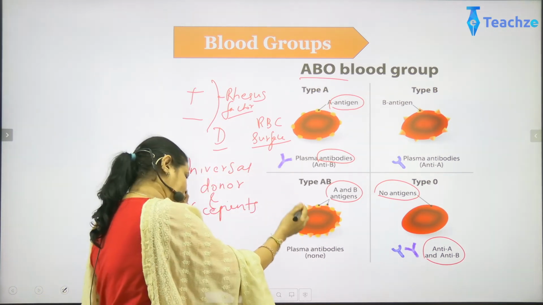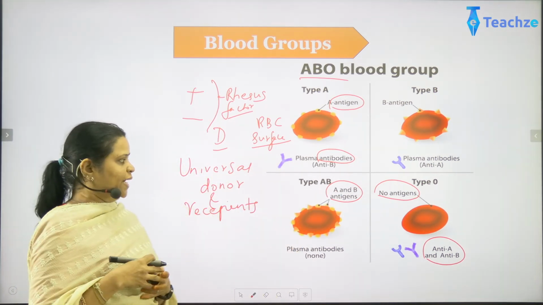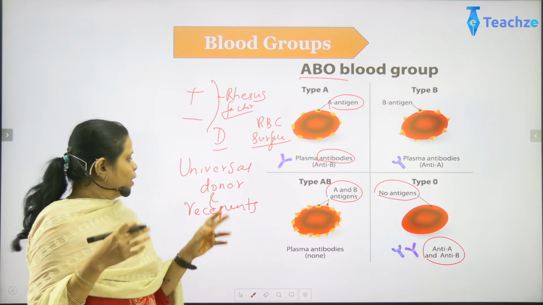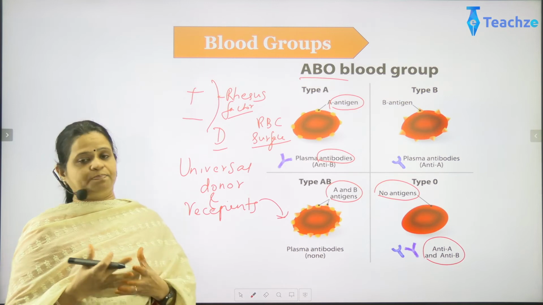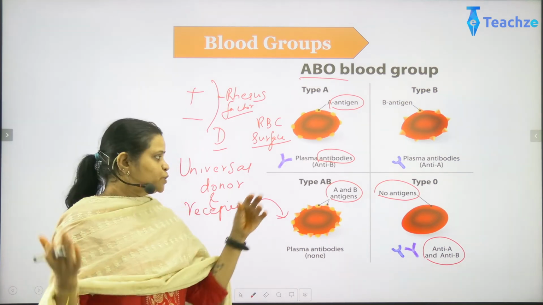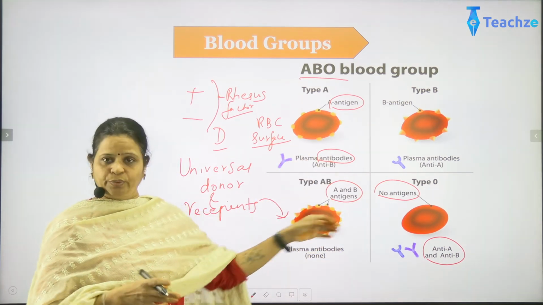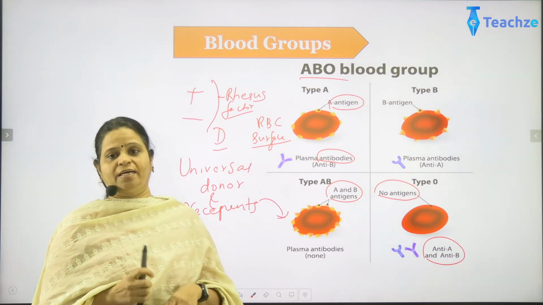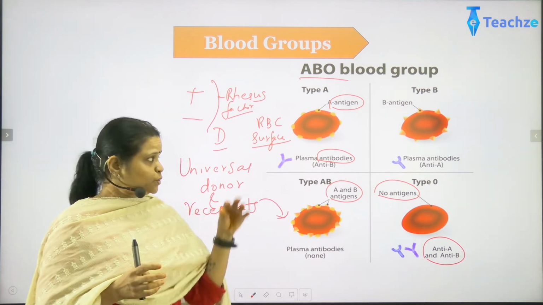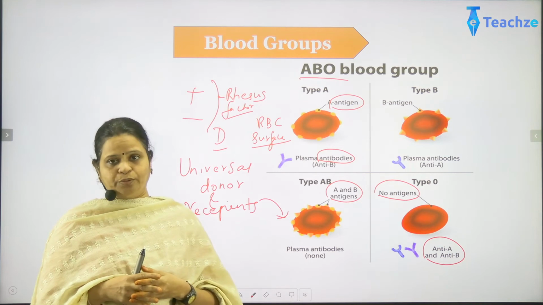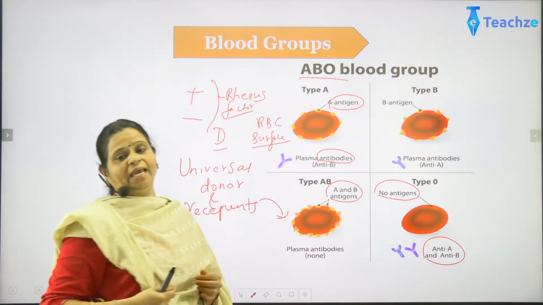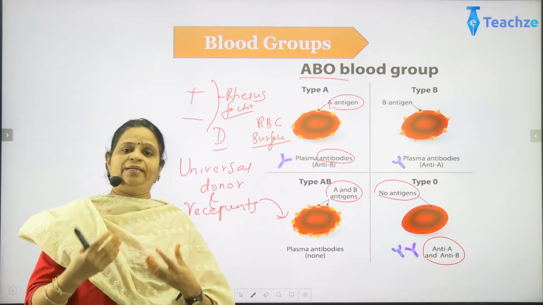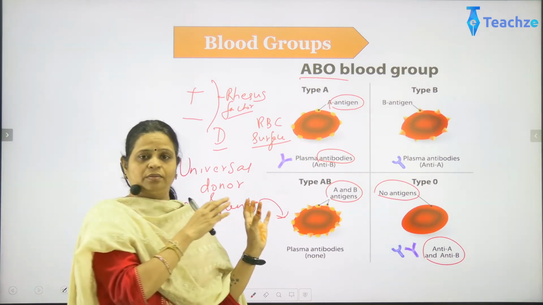And type AB, because it has no antibodies as such, we give the term universal recipient because it can accept blood from any group. So type O is the universal donor, and type AB we call the universal recipient. So this will be the understanding of the blood groups. Now you can always ask the question, is it like only A blood group will be the one? So you can take blood only from A or O?